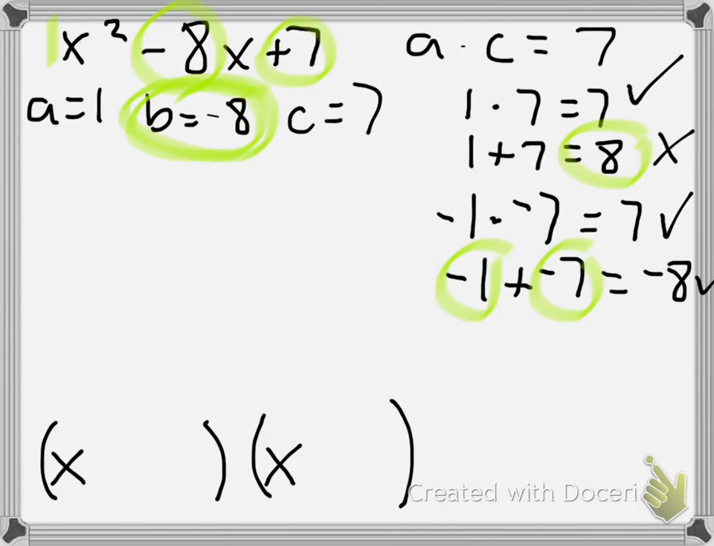So I'm going to write those down below. Negative 1 and negative 7. So it looks like we're done. But we got to just check it. So we're going to do our FOIL here.